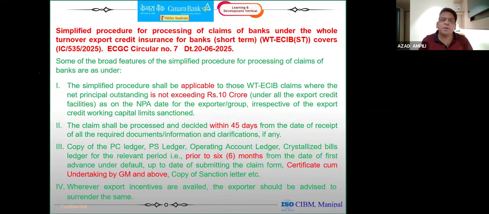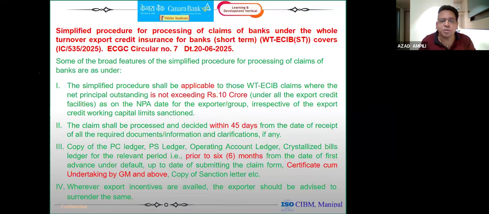Again, they are telling of a simplified procedure for small claims, so that they don't take much time. ECGC said they will simplify things. They released this circular on 20th June. The circular says it is applicable for bills not exceeding 10 crore Indian rupees. And the claim shall be processed within 45 days. This is the rule.